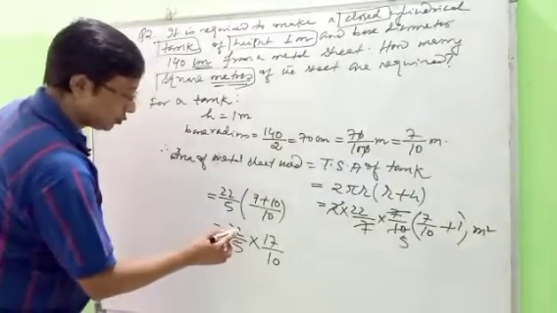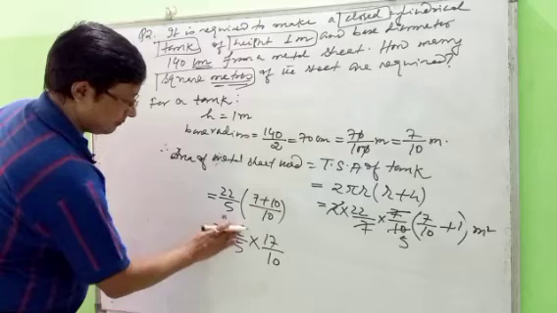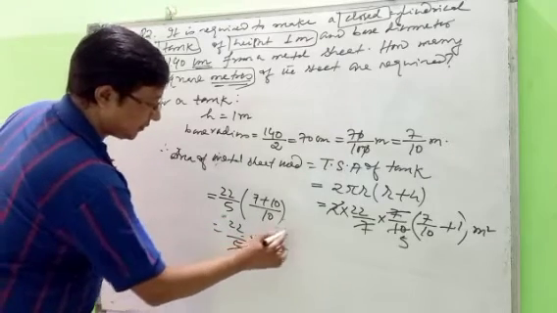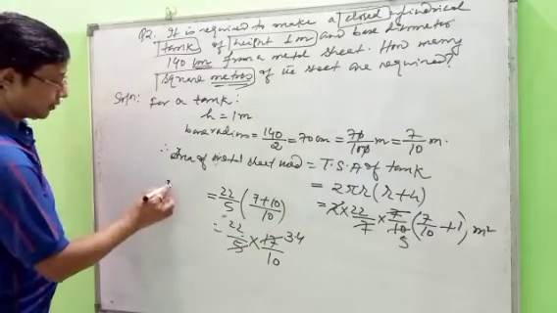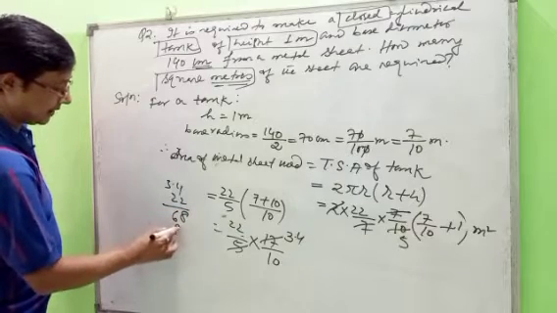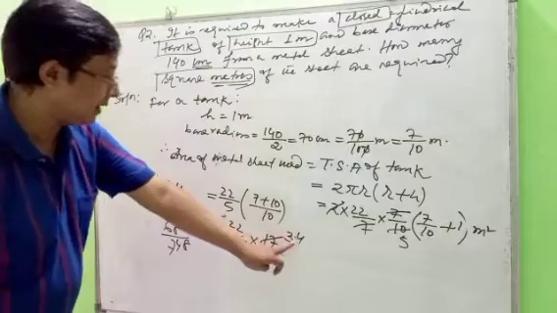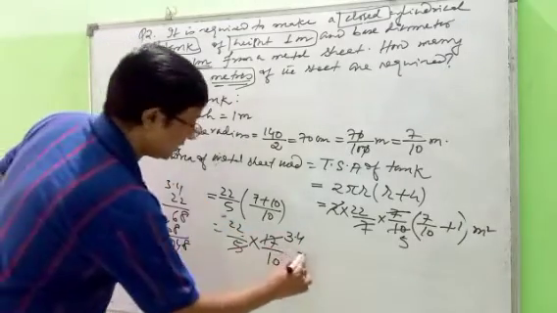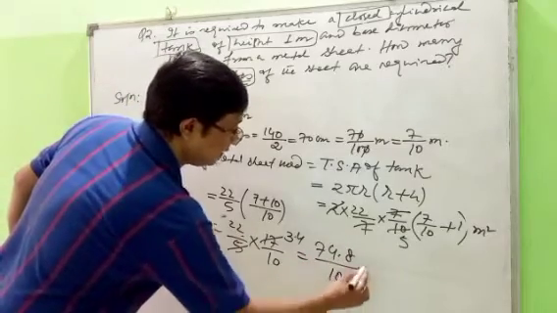Now here, 2 into 11. Let us do it like this. 5 3s are 15.4. Now 3.4 into 22, so it will be 8, 6, 8, 6, so it will be 7. Before the point there is a digit, so it will be 74.8. So 74.8 divided by 10 meters square.